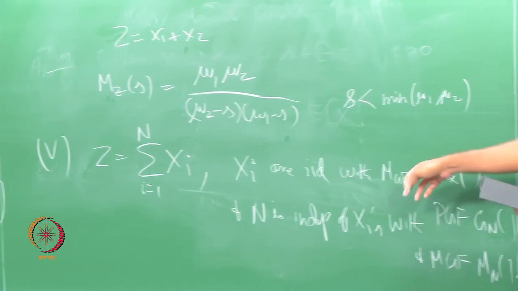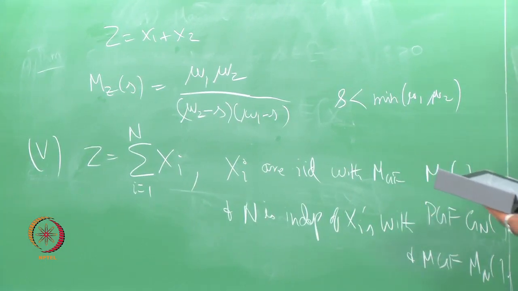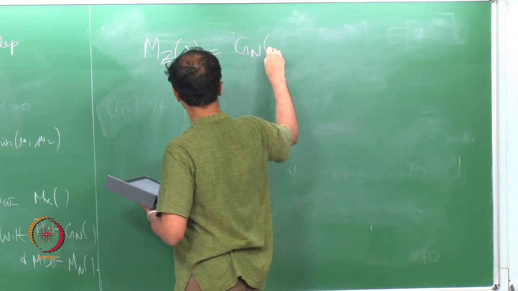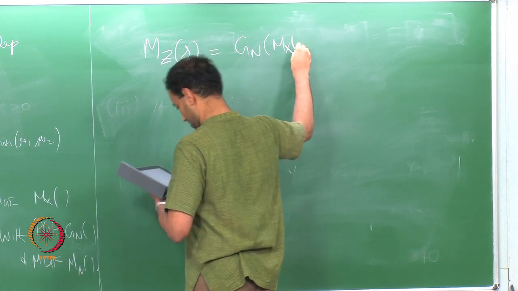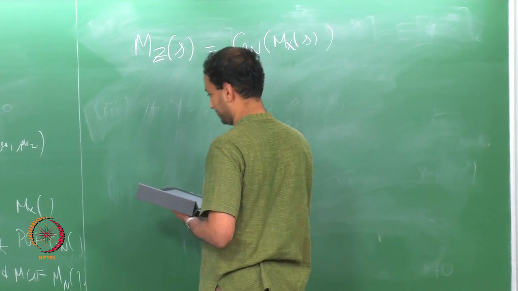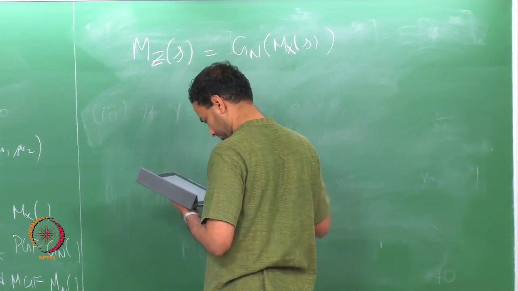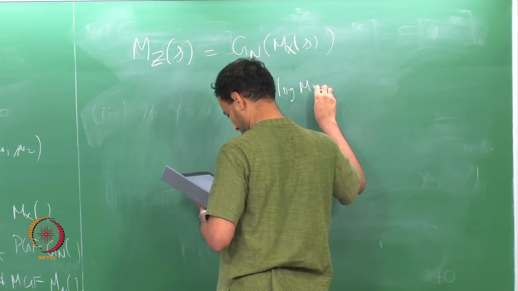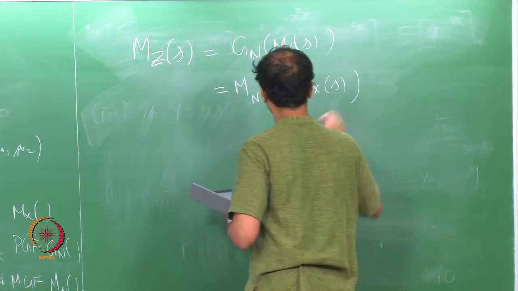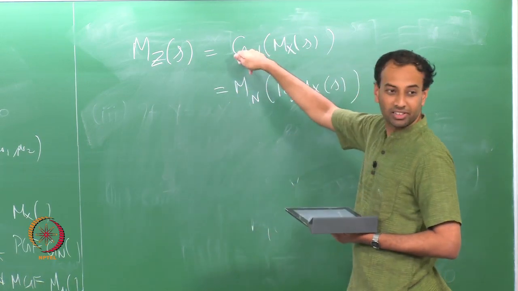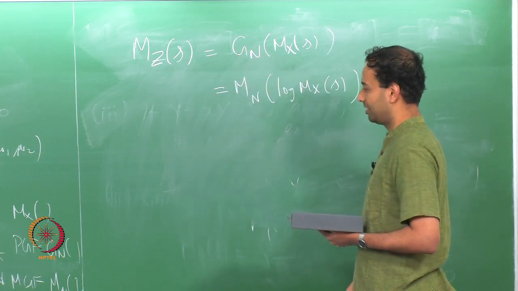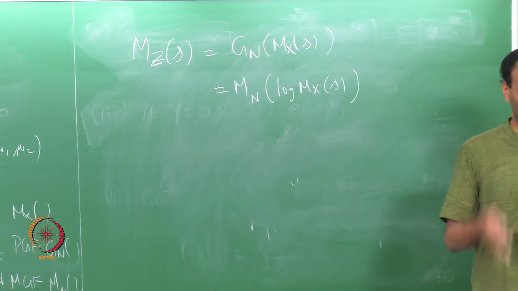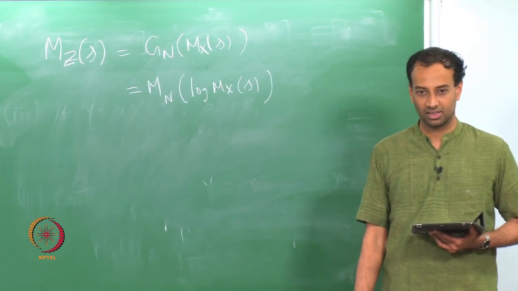This is a situation you have considered before. I am just trying to write its moment generating function. M_Z(s) is given by G_N of M_X(s), or equivalently, M_N of log M_X(s). So G_N is your PGF from the previous class. The proof of this is using the law of iterated expectations. It is very similar to the proof we derived in the previous class.